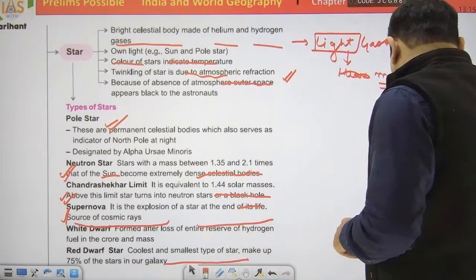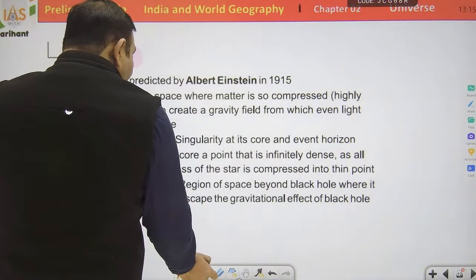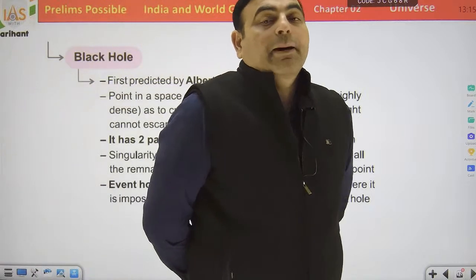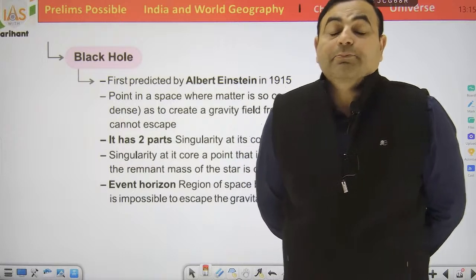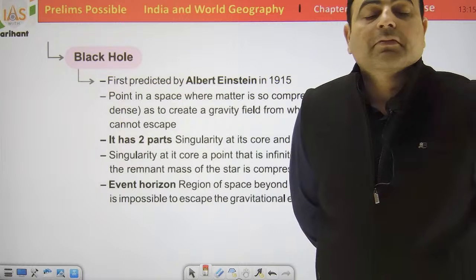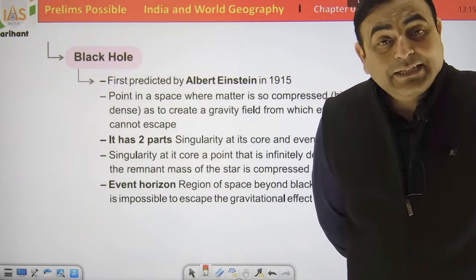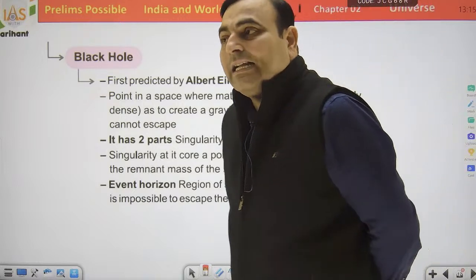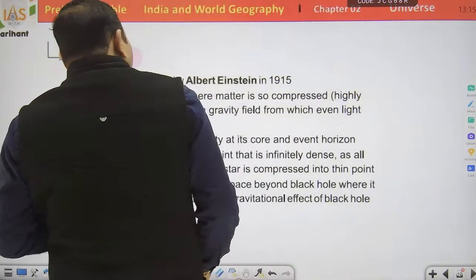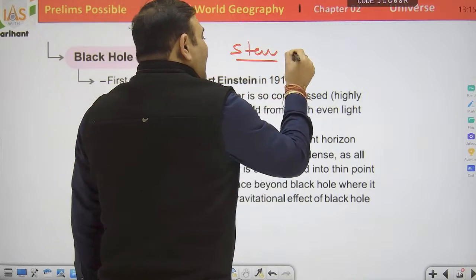Right? All right? Okay. What is a black hole? The concept of the black hole was first given by Albert Einstein in 1915. What was this theory about? One thing I have to add first. When talking about a star, a star is a nebula.